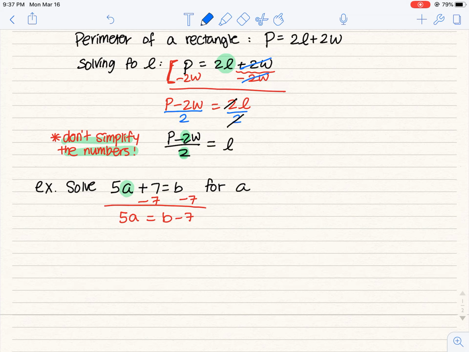Once you're here, you're going to now still look for the a. So you have 5 times a equals b minus 7. So I'm going to divide both sides by 5. So a is going to equal b minus 7 over 5. The whole thing over 5. Okay.